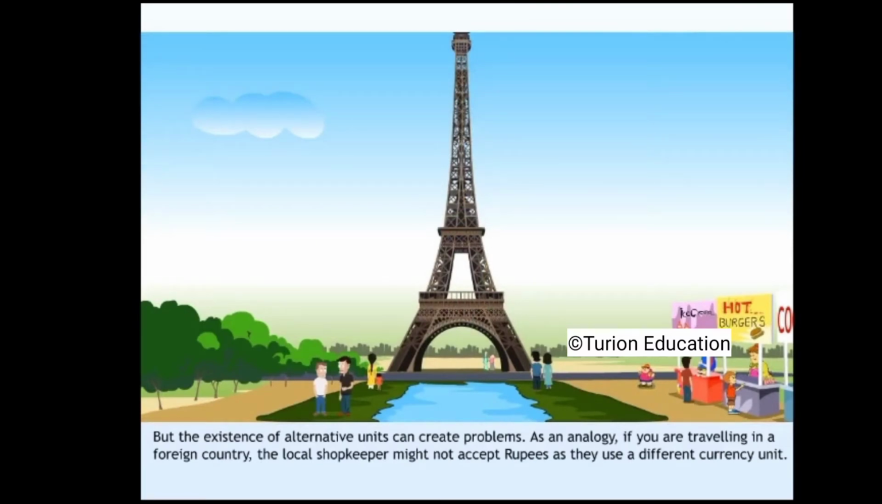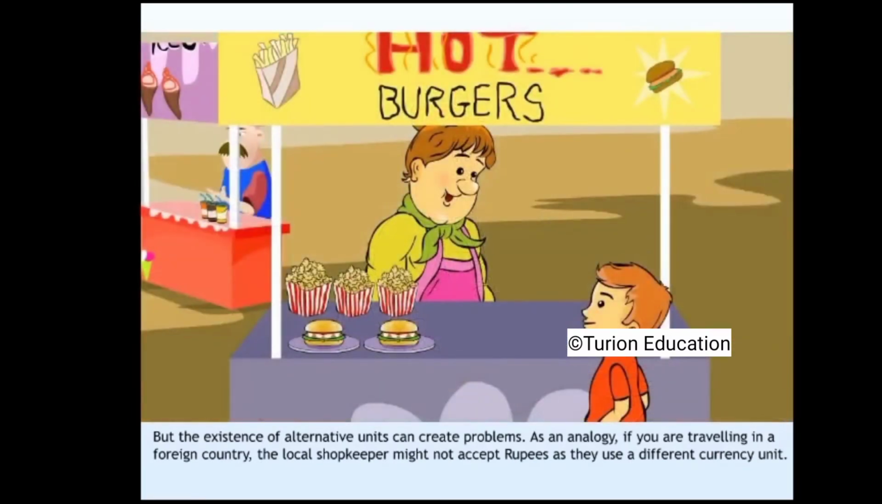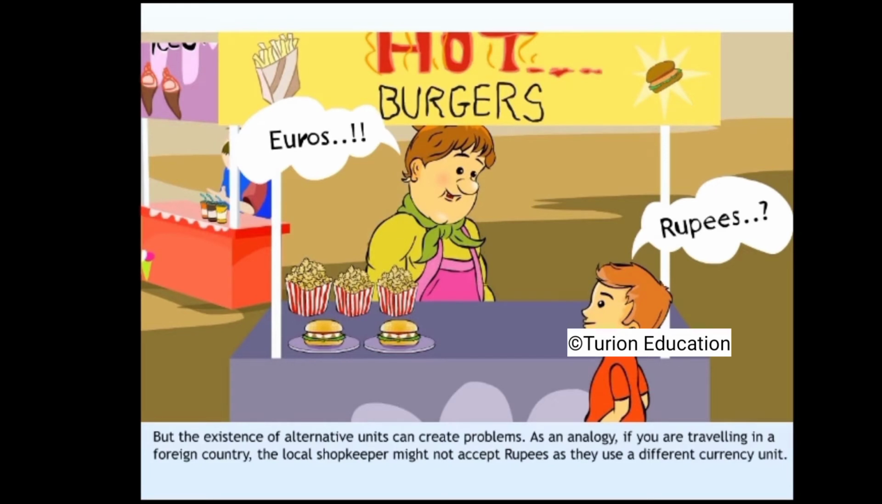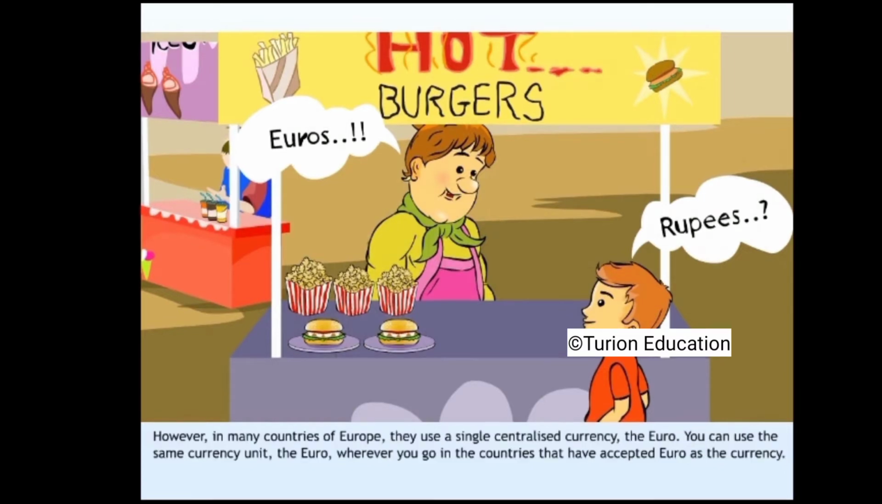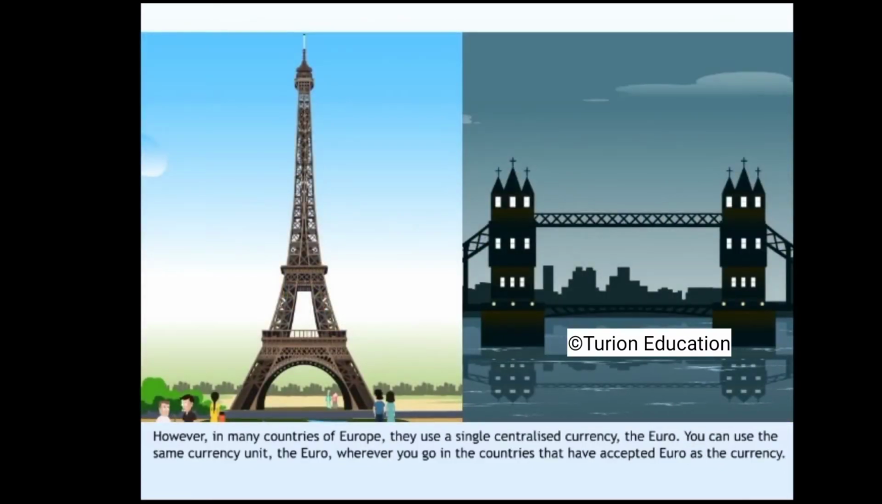But the existence of alternative units can create problems. As an analogy, if you are traveling in a foreign country, the local shopkeeper might not accept rupees as they use a different currency unit. However, in many countries of Europe, they use a single centralized currency, the euro. You can use the same currency unit, the euro, wherever you go in the countries that have accepted euro as the currency.